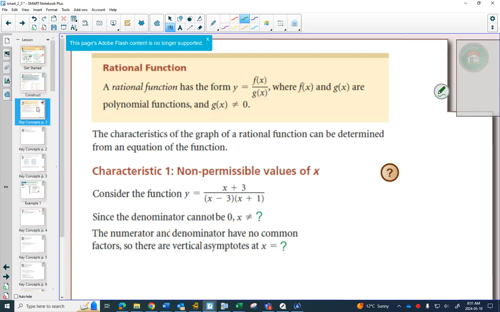And we're going to look at characteristic number 1, non-permissible values. And sometimes our non-permissible values are going to be asymptotes, and sometimes our non-permissible values are going to be holes.